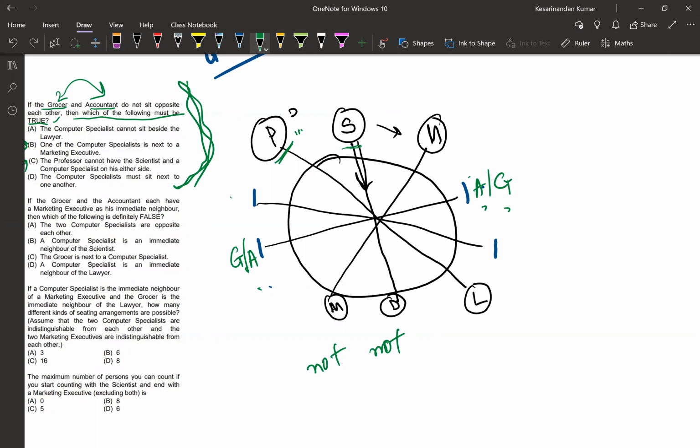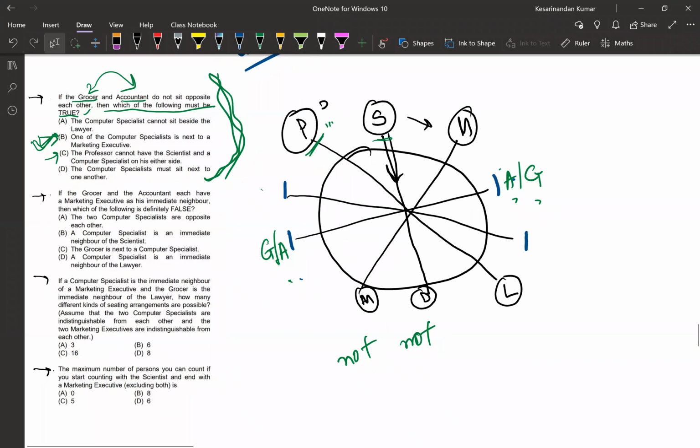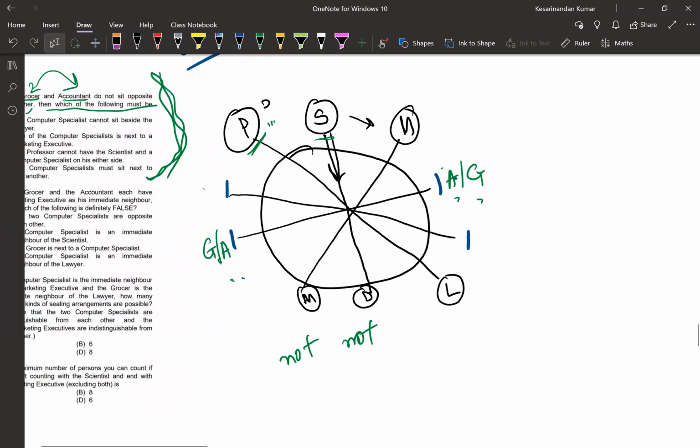Only then will they have the marketing executive as one of their neighbors. Then which of the following is definitely false? Which cannot happen? The two computer specialists are opposite each other. Yes, if I place C and C, it is possible. So that is not false.